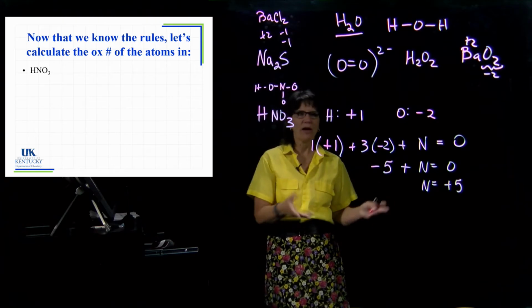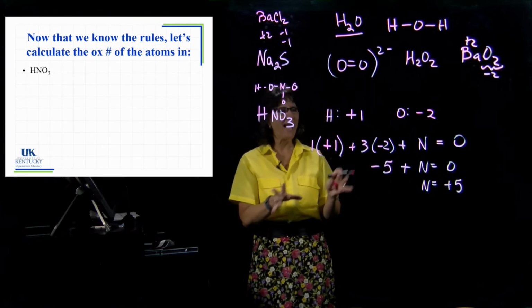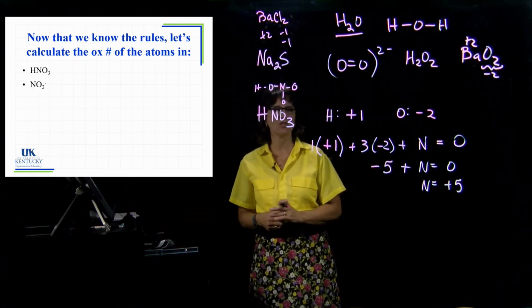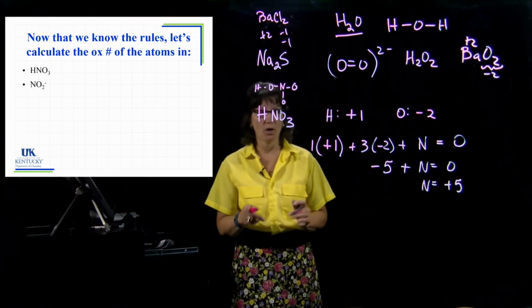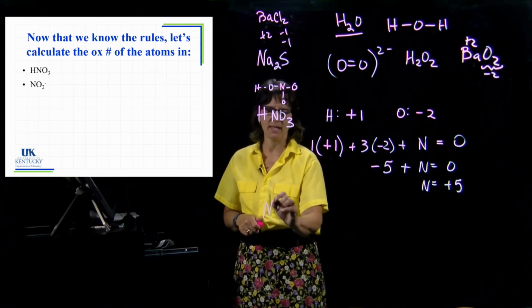Now, we can't go to the periodic table and know that nitrogen is +5, and there's not a rule for nitrogen. We have to figure out nitrogen based upon what it's connected to. So let's try this next one. It has nitrogen in it. Is nitrogen always +5? Well, if it was, there'd be a rule for it, okay? But let's see what it is in this compound.